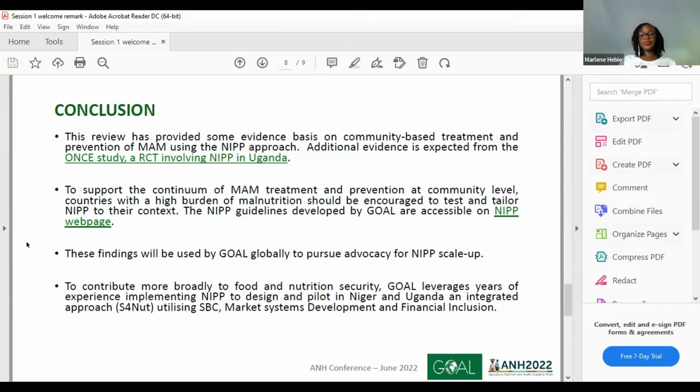And finally, we use these years of implementation and the findings and learning from this review to design and start piloting in Niger and Uganda an integrated approach that we call System for Nutrition, so S4NUT. So looking more broadly at a system approach and building on social behavior change, but also market system development. So making the link with the first presentation from Yaoche, nutrition sensitive market system development, but also financial inclusion, because we know that most of the people that we are working with live within systems where they derive not only their food, but also their livelihood or income.